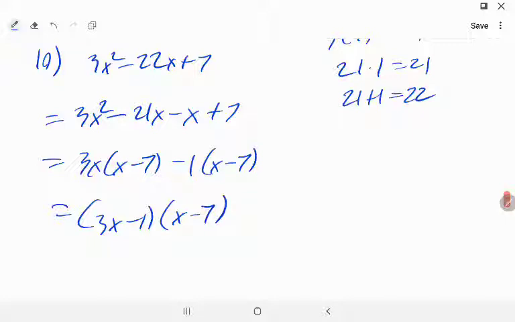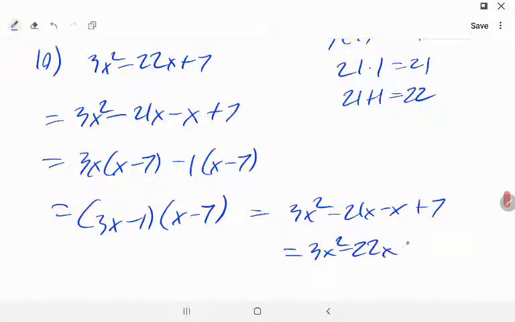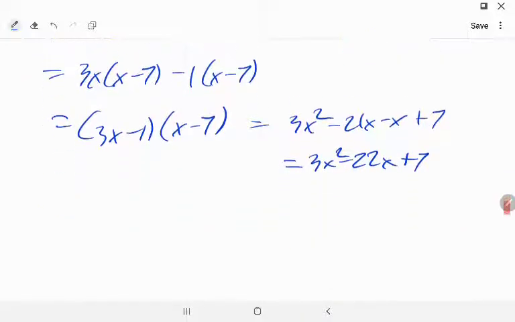And we're done. If we were paranoid, we could verify. We can always check these by actually multiplying them out. We would get 3x squared minus 21x minus x plus 7, which is the 3x squared minus 22x plus 7 that we were looking for.